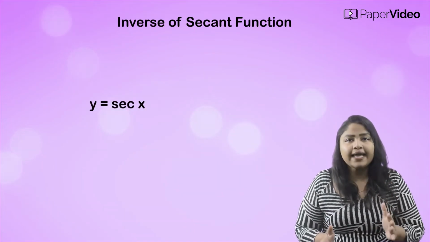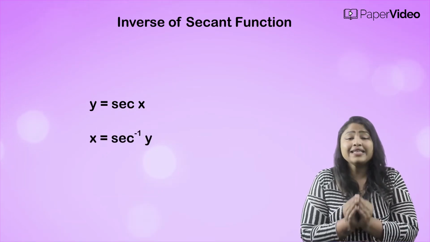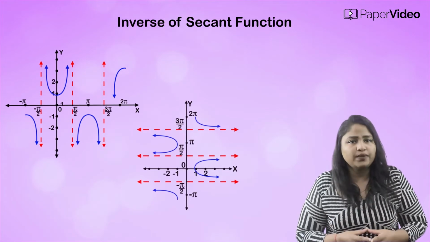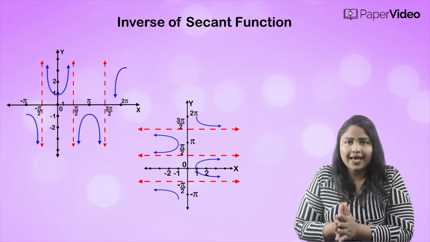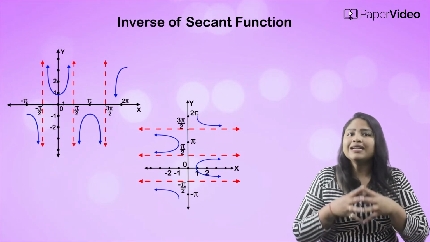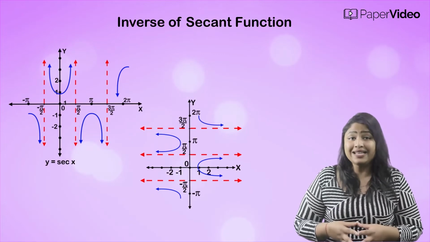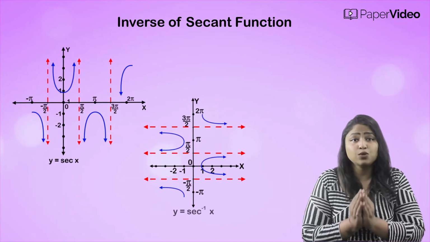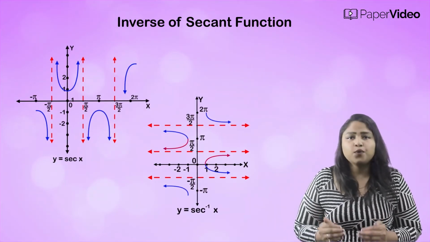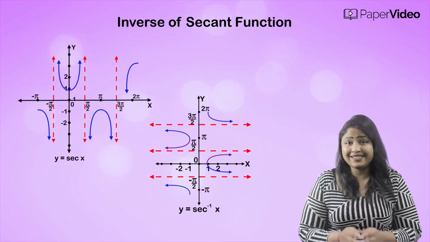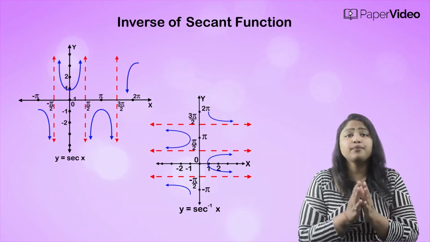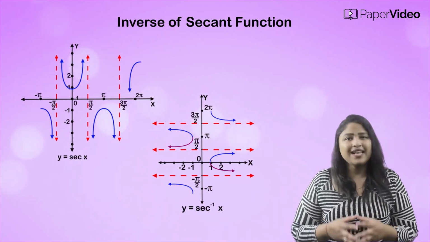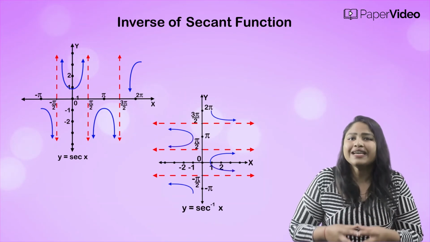As we know that if y equals sec x, then x equals sec inverse y. So, the graph of the secant inverse function can be obtained by interchanging x and y axis of the graph of the secant function. This is the graph of y equals sec x. By just interchanging the axis, we can draw the graph of y equals sec inverse x. This shaded portion of curve from 0 to pi except pi by 2 is known as the principal value branch. Any value of sec inverse x within this interval is known as principal value of the secant inverse function.